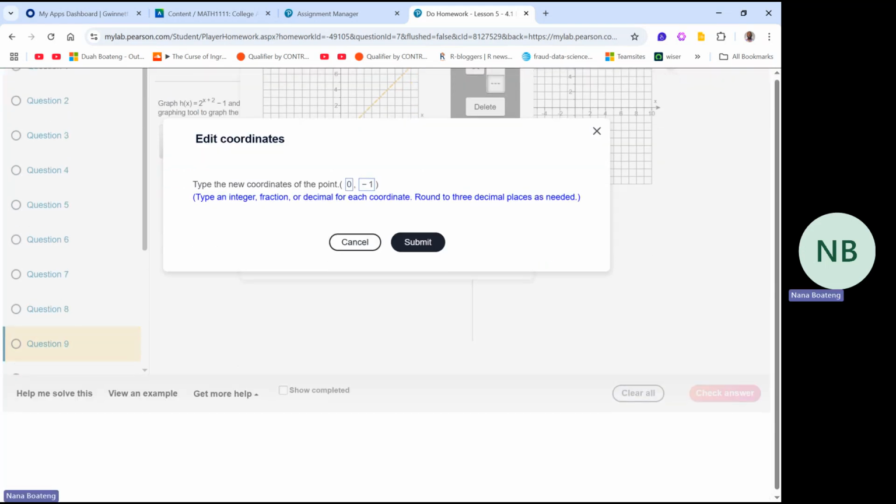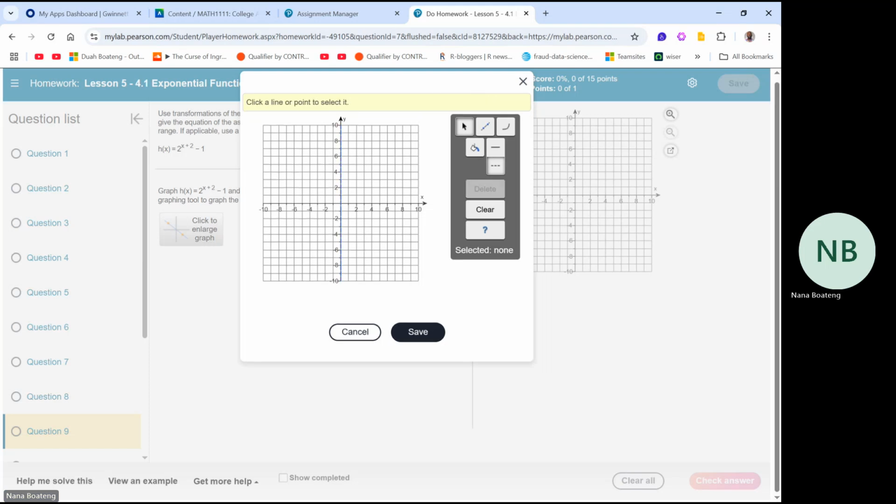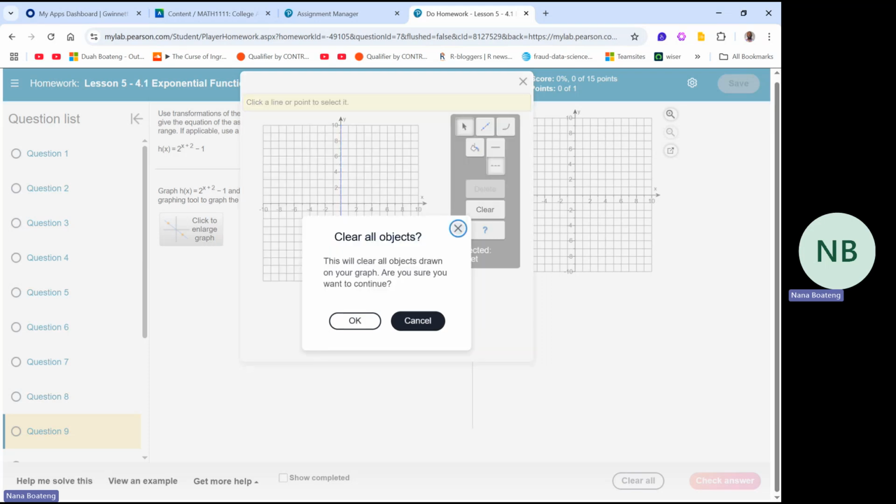This is 0. I want to submit. So this is the first point, and I need another point on y is equal to -1 again. So let me click here. Oh, no, I don't need this line. All right, let me first clear this again.